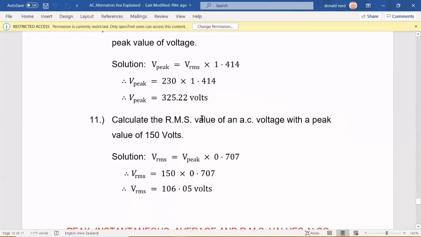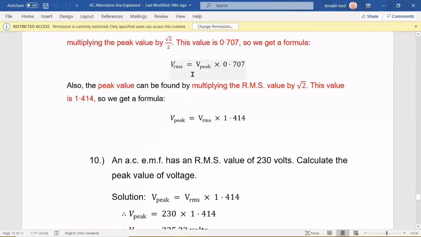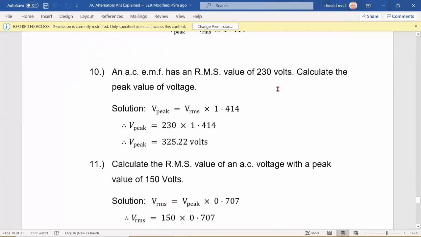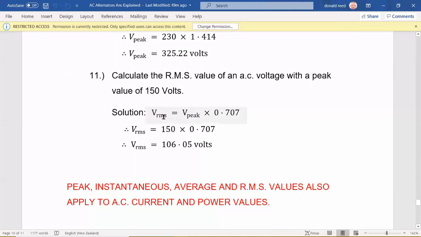Now, calculate the RMS value of an AC voltage with a peak value of 150 volts. VRMS equals V peak multiplied by 0.707. So here we have VRMS, V peak, and 0.707. So we have a peak of 150 volts multiplied by 0.707, and we get 106.05 volts.